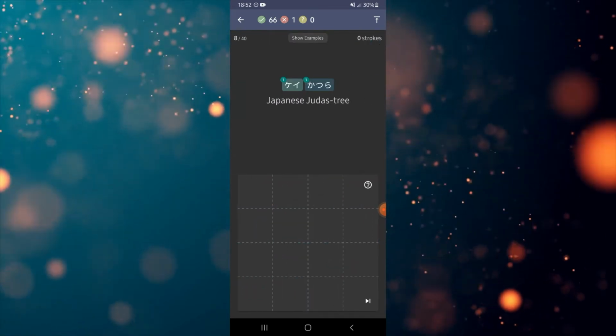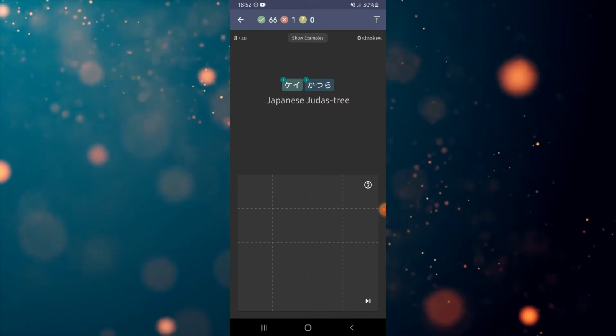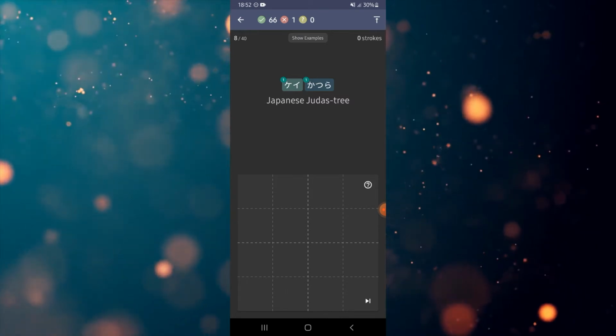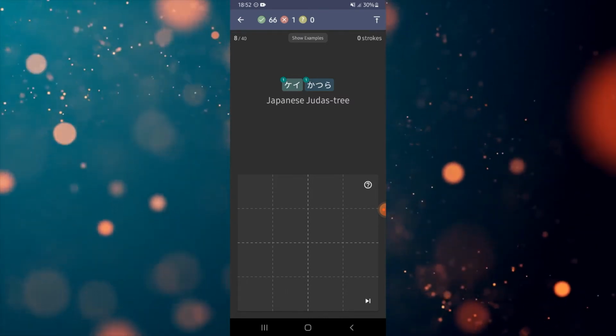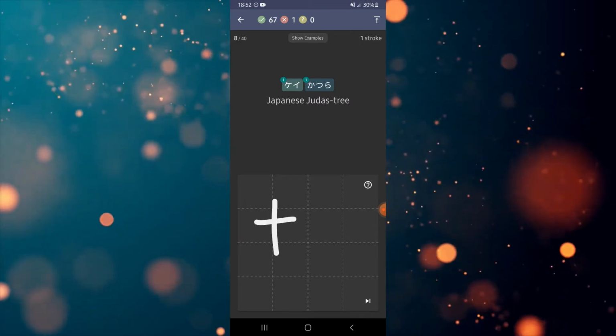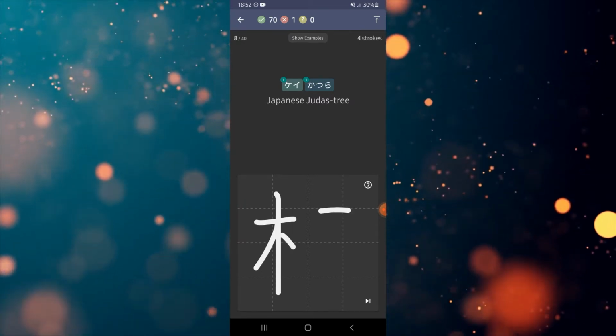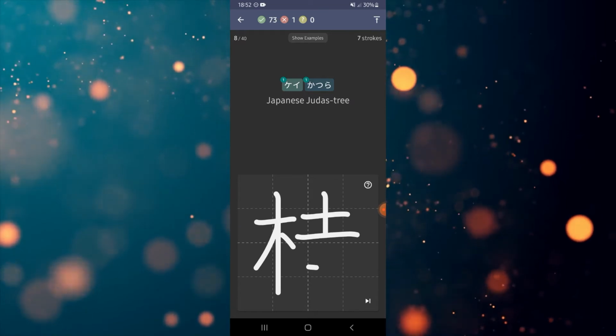Japanese Judas tree. So you can picture a Japanese version of Judas betraying Jesus for square jewels, and then he hangs himself on a tree. So first draw for tree, then square jewel, which is that.